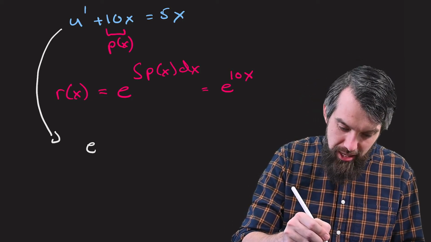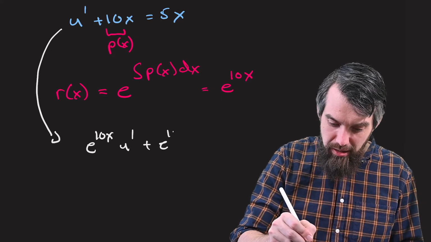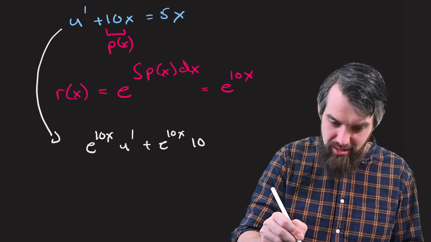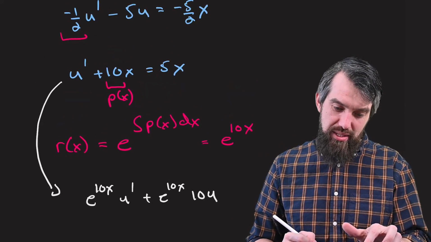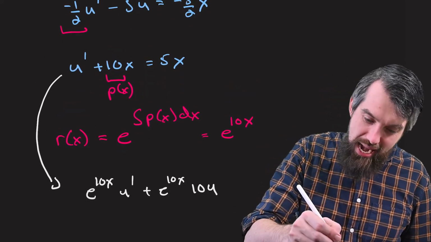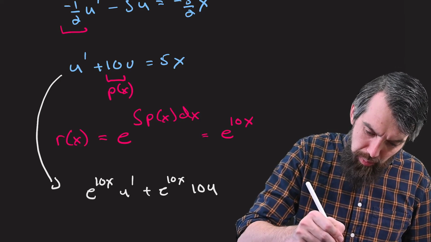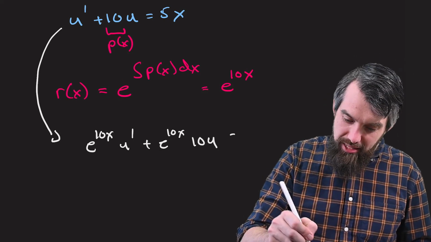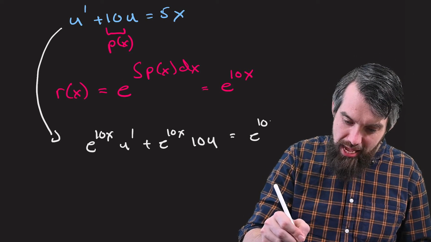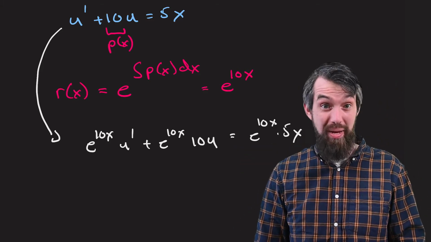And so I have an e to the 10x times u prime, an e to the 10x times 10 times u. I see now that I had made a slight typo. I wrote plus 10x earlier. I meant plus 10 times u, so I've corrected it down below. All right, let's carry on. Is equal to e to the 10x times 5x. And the one on the right-hand side is supposed to be an x.